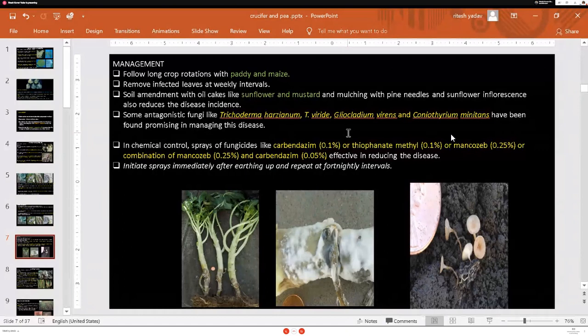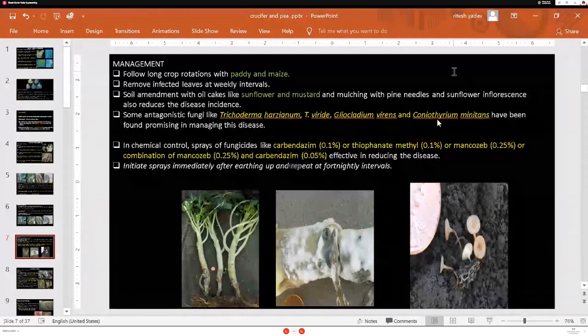And I told you, sunflower cakes are not so much available in our country. So pine needles, salla, which are available in the middle hills. So salla residue at the rate of 12 tons per hectare. It is reported that incorporation of pine needle residue at the rate of 10 to 12 tons per hectare can reduce the incidence of Sclerotinia, it is very effective. It can control the disease up to 70%.